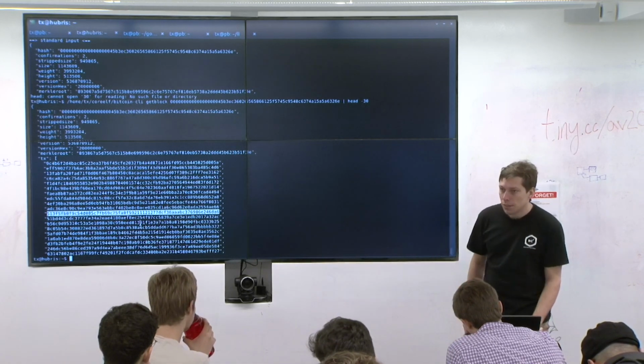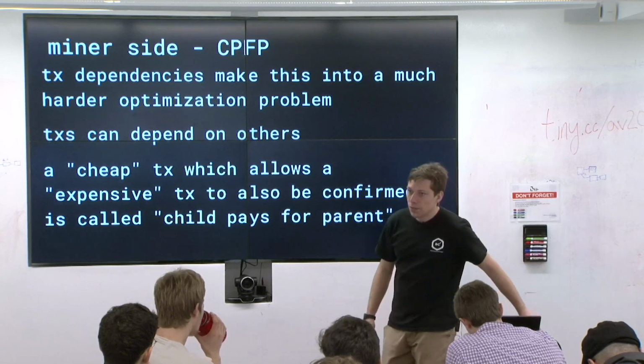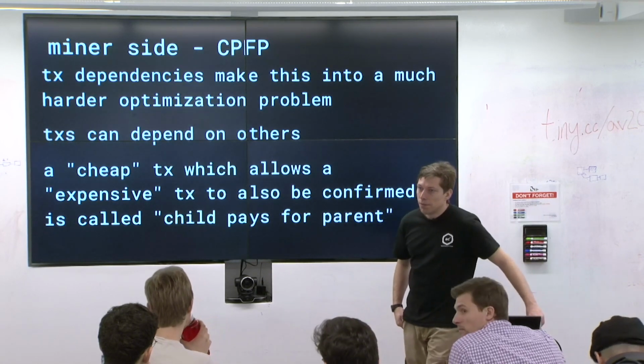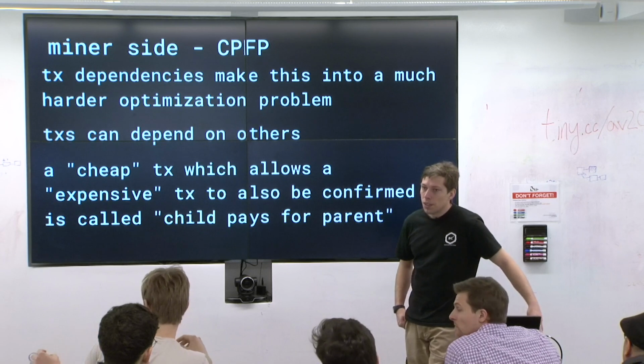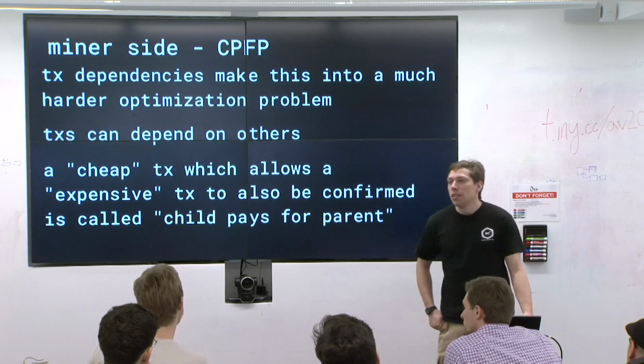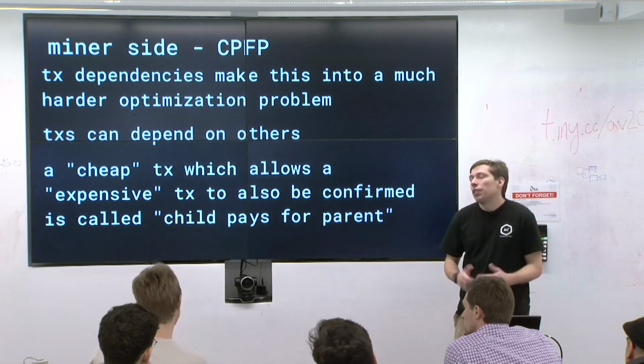Yes? So you mentioned low fee, high fee, those are kind of relative terms. You mentioned a threshold earlier. How is that threshold determined? Oh, okay, so there isn't really a threshold.